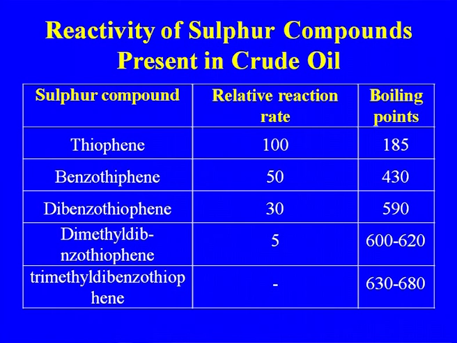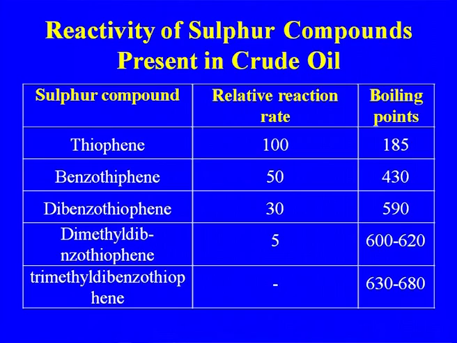These are what I was telling: the reactivity of the sulfur compounds, relative reaction rate, and boiling point of the various components, which is creating a lot of problems. Depending upon that, the removal of dimethyl sulfide is easier than that of thiophene or benzothiophene.